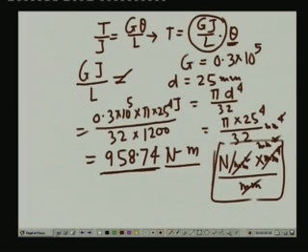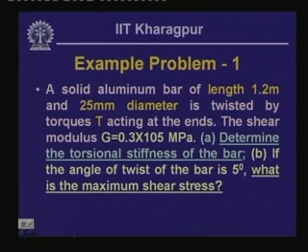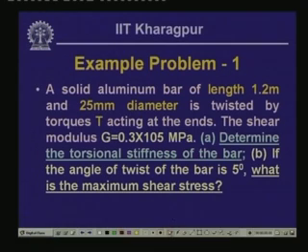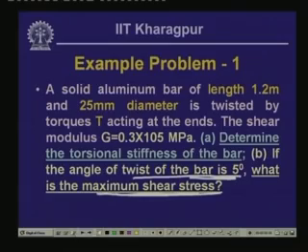Now, the next step is to calculate, if the angle of twist of the bar is limited to 5 degree, then what is the maximum shear stress? Now, in the same bar, when it is rotated, and if the angle of twist over the length is restricted to 5 degree, then what will be the maximum shear stress that will be generated on the surface of the bar? Now, let us look into this particular part of the example.